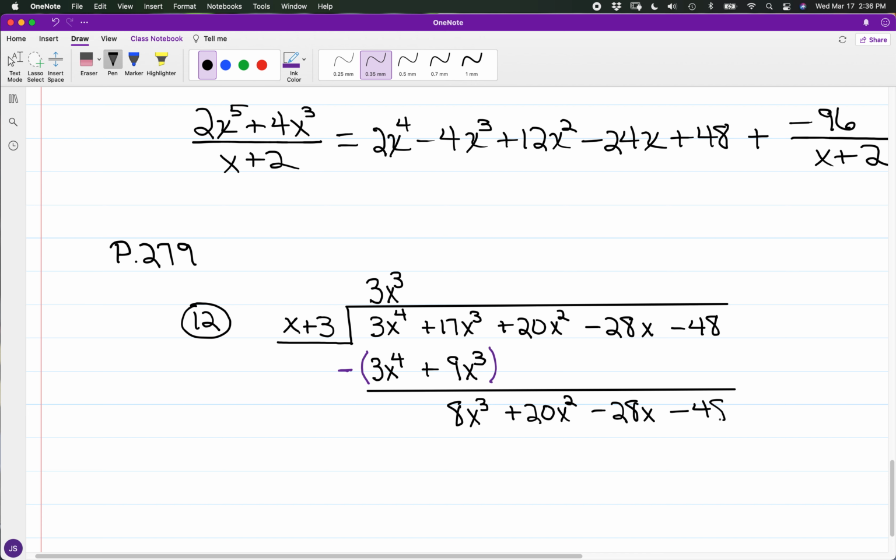Okay, for the next part, I took x into 3x to the fourth. Now looking at taking x into 8x cubed, we have 8x squared. Distributing, 8x squared times x is again 8x cubed, and 8x squared times 3 is going to be 24x squared.